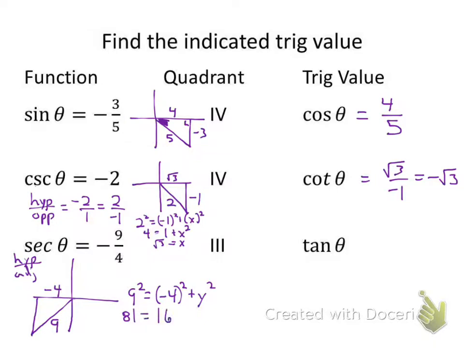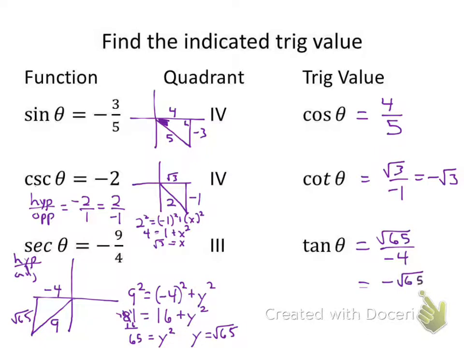81 equals 16 plus y squared. We get 65 equals y squared, so y is the square root of 65. So then tangent becomes opposite over adjacent, not 64, it needs to be 65. So that's square root of 65 over -4, or -√65/4.